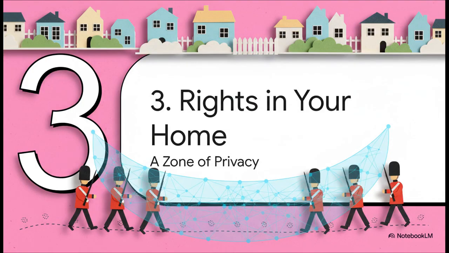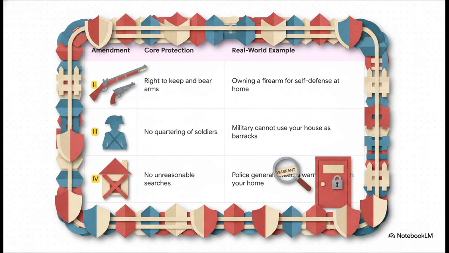All right, next up, we've got a group of 3 amendments that basically draw a do-not-cross line around your personal space. And these were a direct response to how British soldiers acted back in the colonial days. So here's the key takeaway. The Second, Third, and Fourth Amendments all work together to secure your personal life.